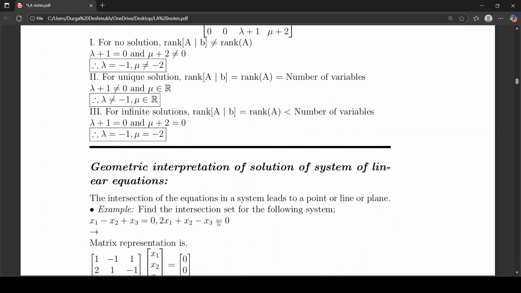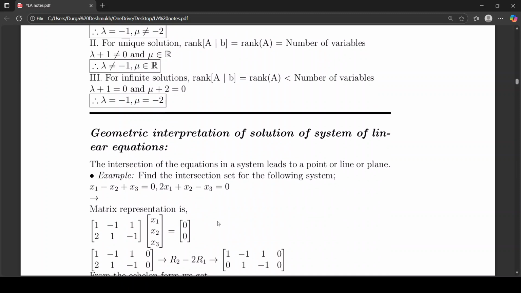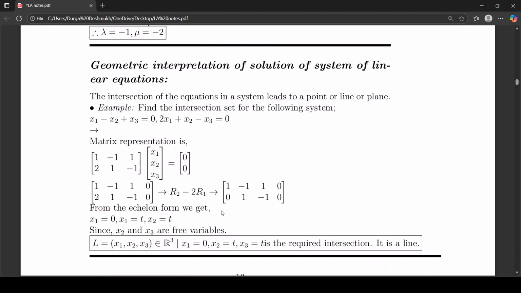Now geometric interpretation. The intersection of the equations in a system leads to something, right? It leads to a point, a line or some plane. So this intersection can be obtained using echelon form again. We will convert it into an echelon form and find the number of possible solutions. Here there are infinite solutions possible since there are two free variables. So this will represent a line which passes through the origin.